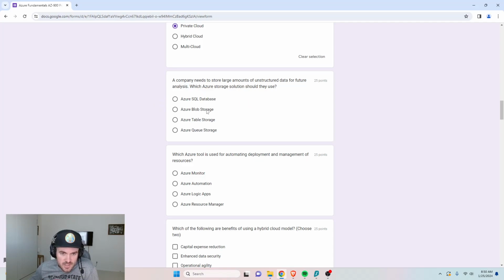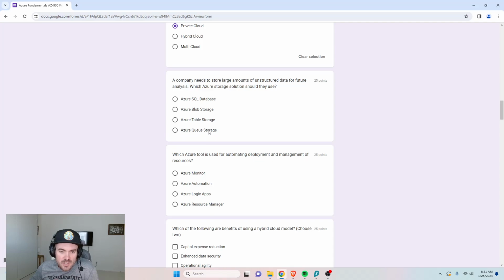Blob storage is definitely designed for just various types of data, unstructured. It doesn't really have to mean anything. It could be files, could be videos, could be tables, could be whatever. So that sounds good. Table storage is actually, again, for more like SQL specific or NoSQL specific storage.